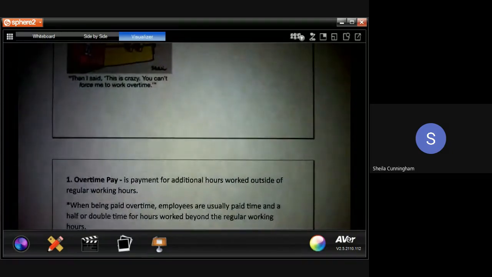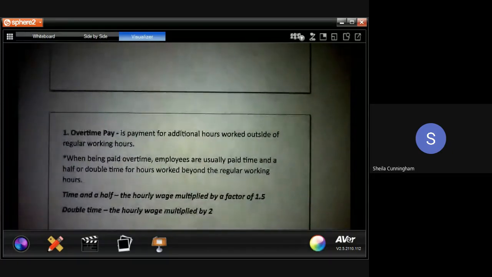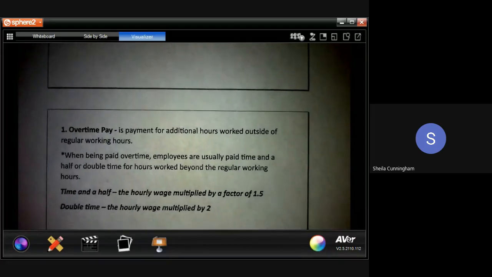Typically with overtime pay, there are two different types. Depending on what your overtime hours are and what they are used for, some employers may pay you time and a half, which is basically taking whatever your hourly wage is and multiplying it by a factor of 1.5. So if you're making 10 bucks an hour, you multiply that by 1.5 to figure out what your time and a half rate would be if you had overtime hours.